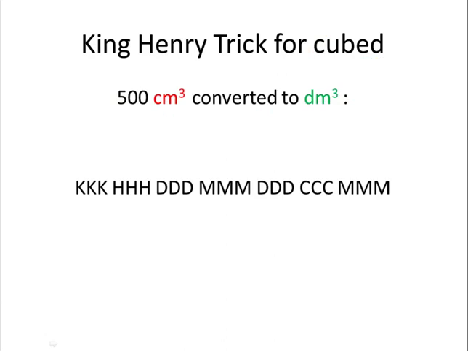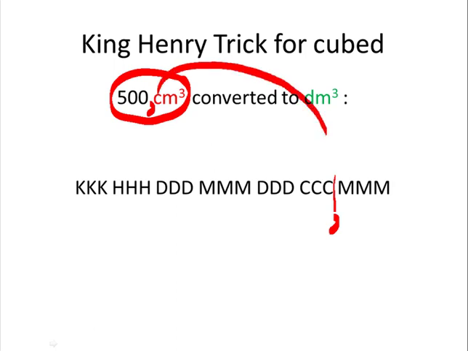Once we've written that out, we take our given number, which is 500. It's actually 500, comma, and we write it with its comma behind its unit. So its unit is centimeters cubed. So we go to the C's, and behind the last of the C's, we write that comma of the 500. And then we write the number 500, which comes before the comma, of course, being careful to have each number underneath a letter. Now we introduce the new comma of the new unit we're converting to, which is decimeter cubed. So we put that new comma behind the last D.